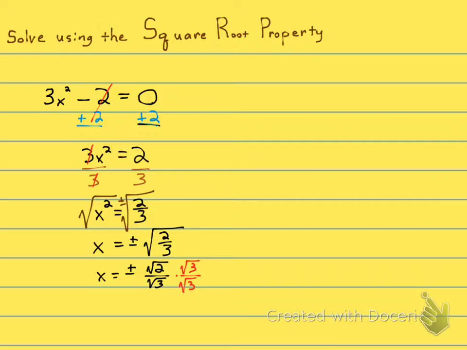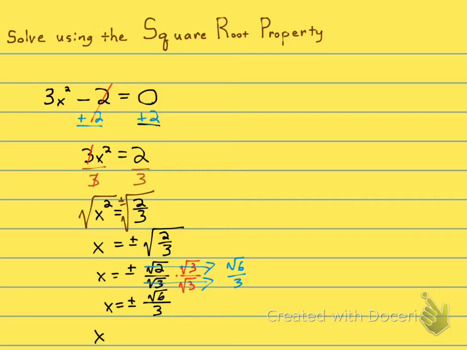And now x equals plus or minus. In the numerator, I'm going to get square root of 6. And in the denominator, square root of 3 times square root of 3 is 3. So now I have plus or minus square root of 6 over 3. Okay, and that's my two answers right there.